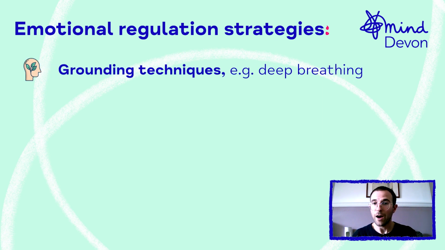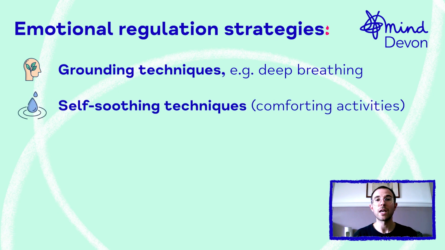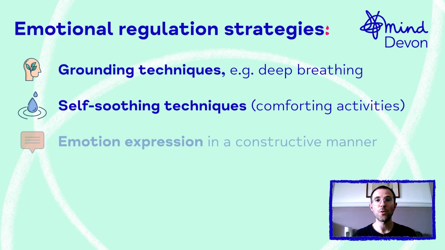When someone is in a state of hyperarousal, grounding techniques like deep breathing, progressive muscle relaxation, or mindfulness practices can help calm their nervous system and bring them back into their window of tolerance. Self-soothing. Self-soothing techniques, such as engaging in comforting activities or talking to a supportive friend, can be useful when someone is experiencing emotional distress. Emotion expression. Expressing emotions in a healthy and constructive way is another aspect of emotional regulation. When someone is within their window of tolerance, they can express their feelings assertively and communicate their needs effectively.